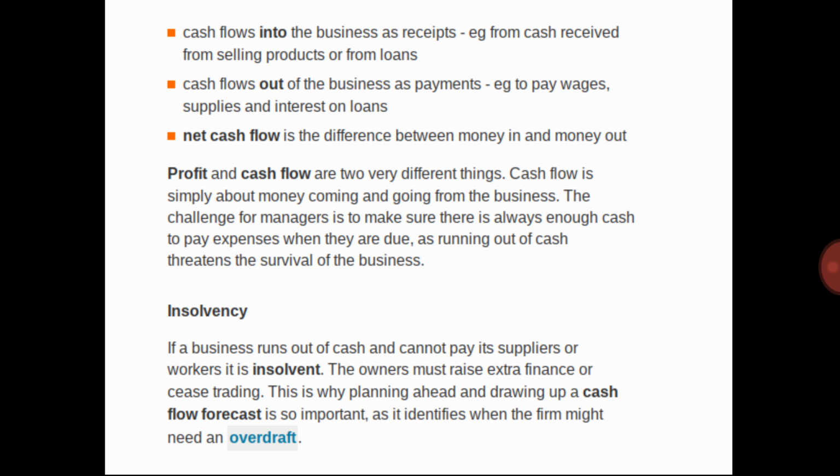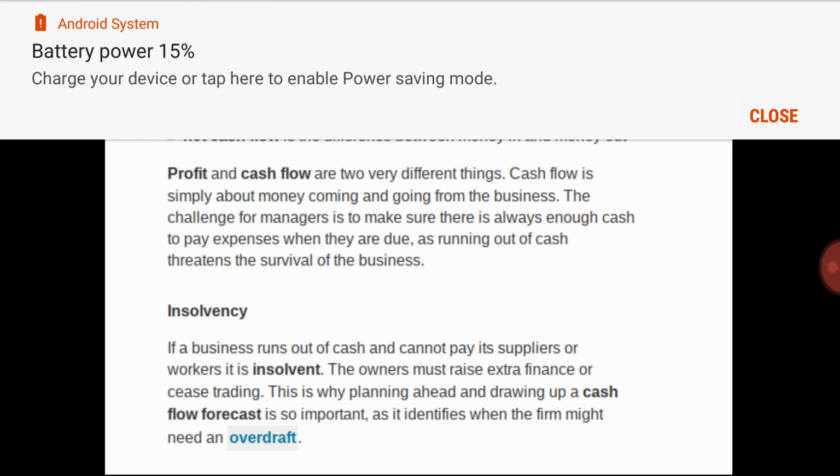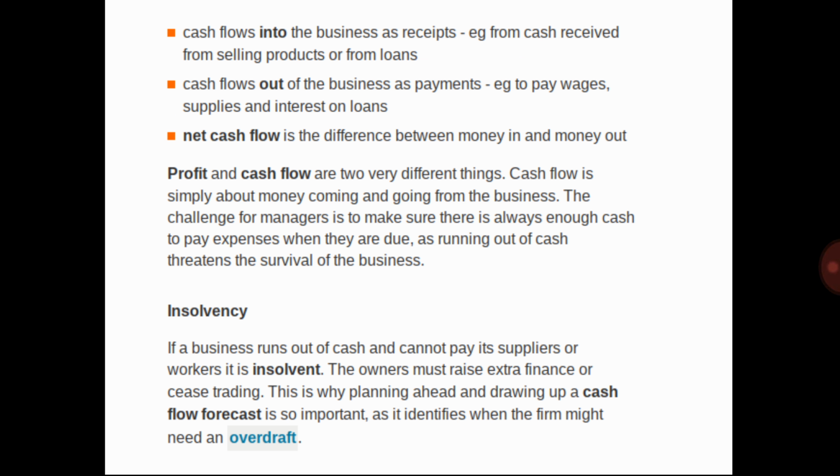Now, cash flows into a business are things like revenue and interest from savings on a business bank account, for example. Cash flows out of a business are all the bills that a business has to pay, like salaries or rent. And net cash flow is the difference between the cash coming in and the cash going out of a business. Ideally, you want to have a positive net cash flow every month.